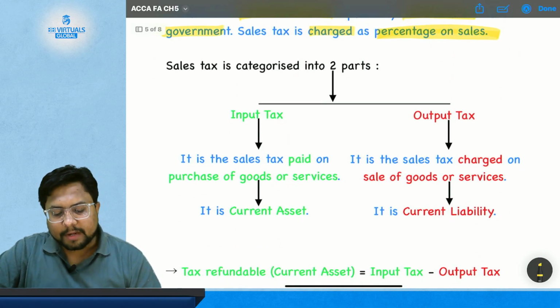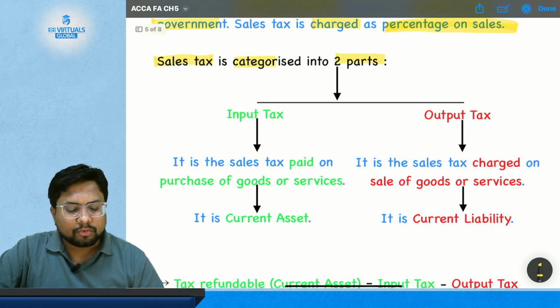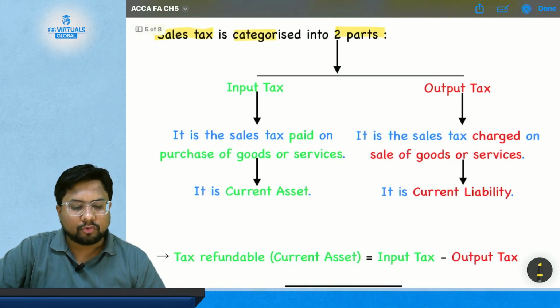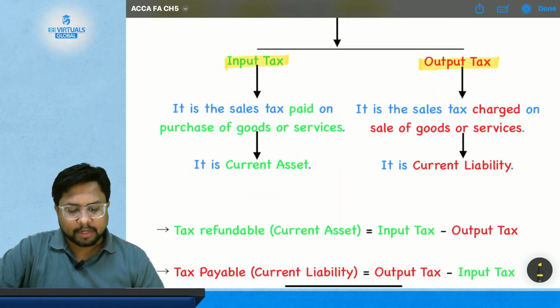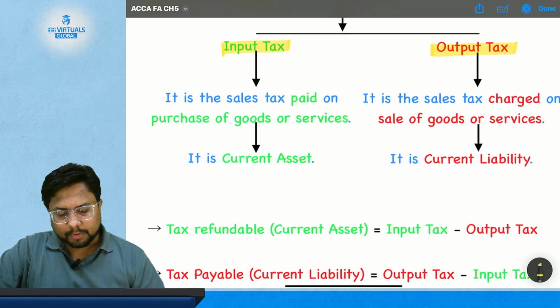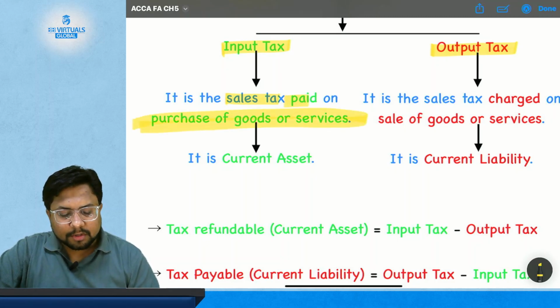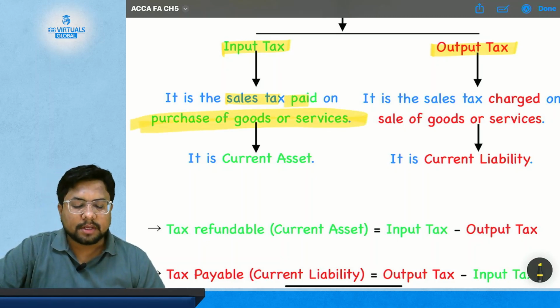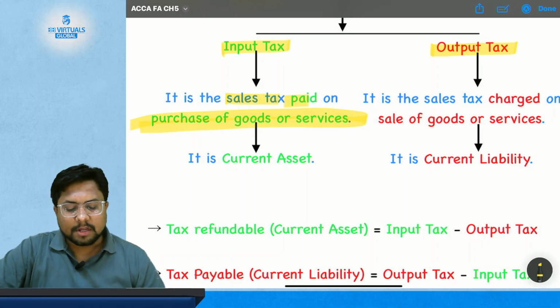Okay. Then sales tax is categorized into two parts. First one is input tax, second one is output tax. Now, what is input tax? It is the sales tax paid on purchase of goods or services. So input tax is the sales tax which you have paid on the purchase of goods or services.